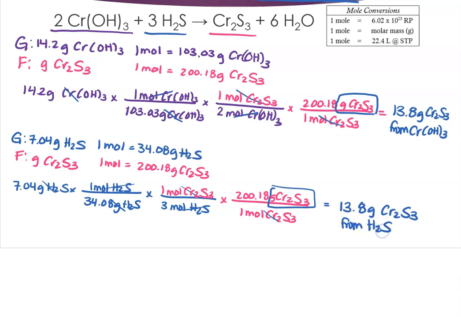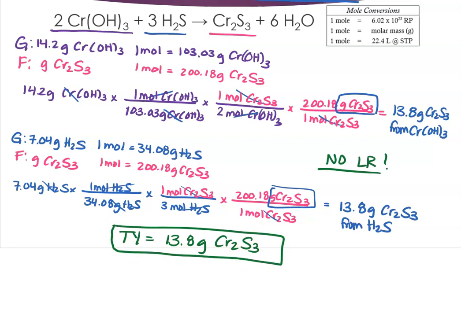All right, so this is a unique situation. Both reactants give me exactly the same amount of product, so there's no limiting reactant. Nothing is limiting how much I make. I have exactly enough to make 13.8 grams regardless. So there's no limiting reactant, and my theoretical yield is just the 13.8 grams of Cr2S3. Both substances can make the 13.8, so 13.8 grams is my theoretical yield. For some reason, if we ever see these numbers together, people are tempted to add them together. Don't do that. It's one or the other, and since these are the same, it's just that number.